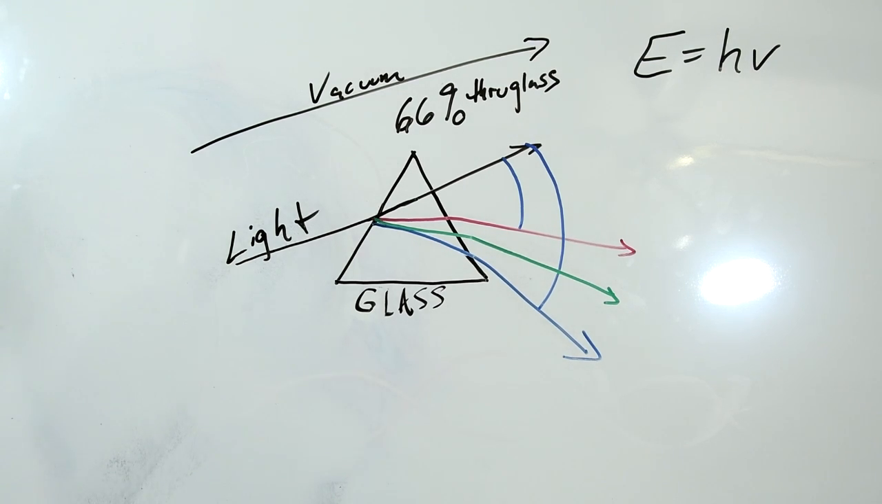Light has 66% of the speed going through glass. However, light is not a speed, it's a rate of induction. Through vacuum, light is 186,000 miles per second. Of course, it's not a speed, it's a rate of induction, and it's about 124,000 miles per second going through glass.